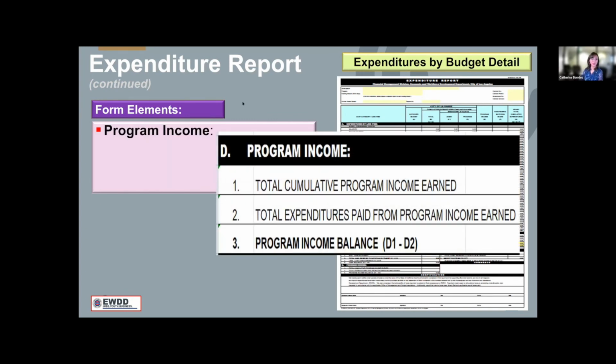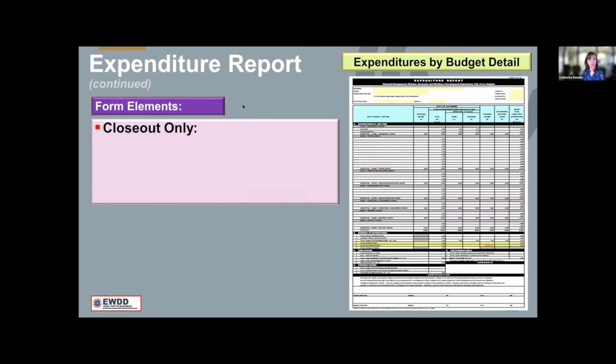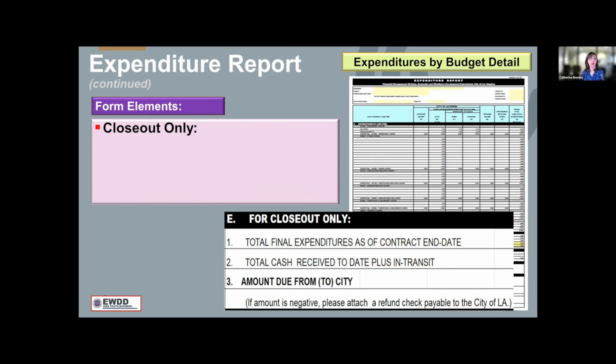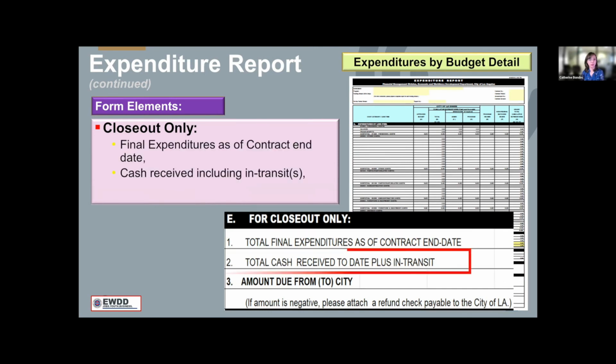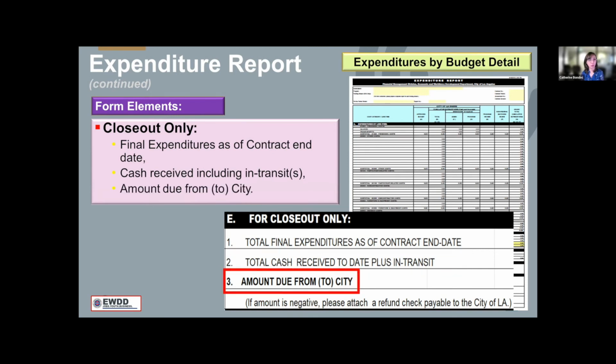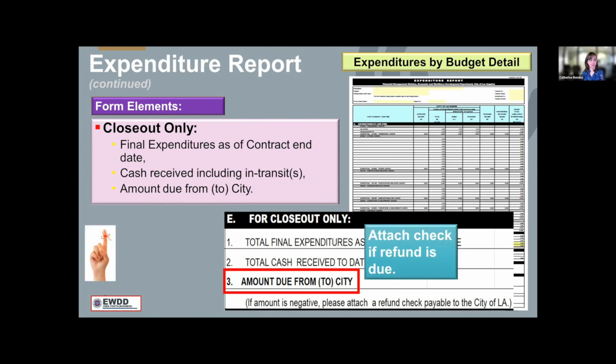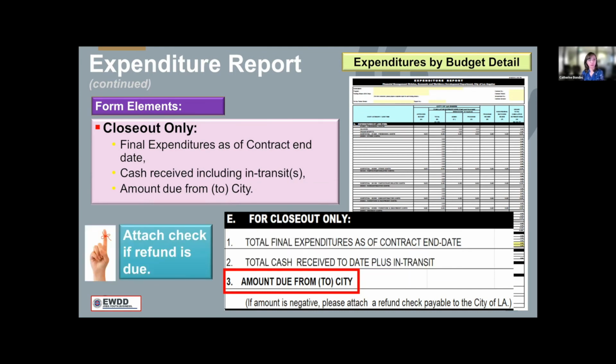Program income, this is where you report how you're spending your program income, how much you've earned, how much you've expended, and what the balance is. Closeout, that portion at the bottom, is for closeout purposes. How much are your final expenditures? How much have you received to date? Do you owe us any money, or do we owe you any money? That is what that portion is for. Attached check if refund is due.